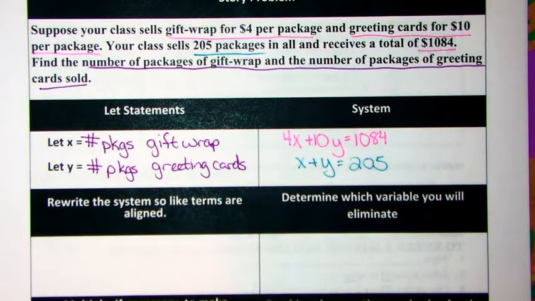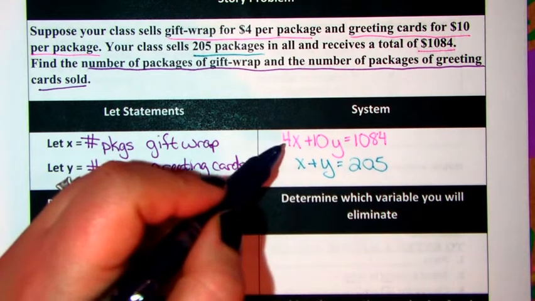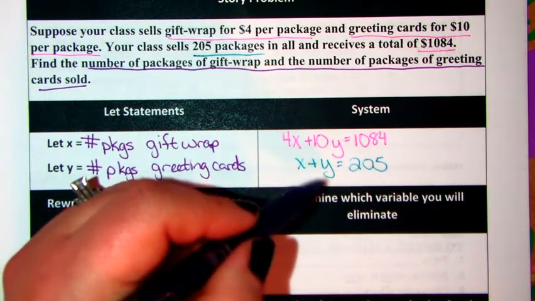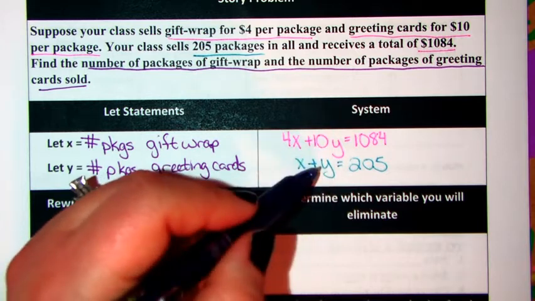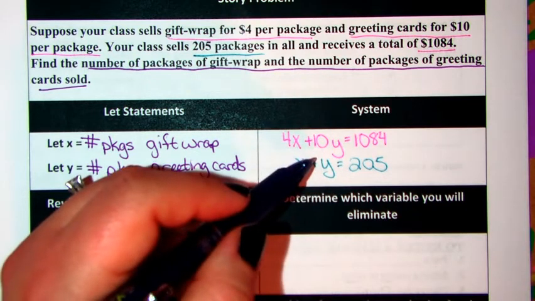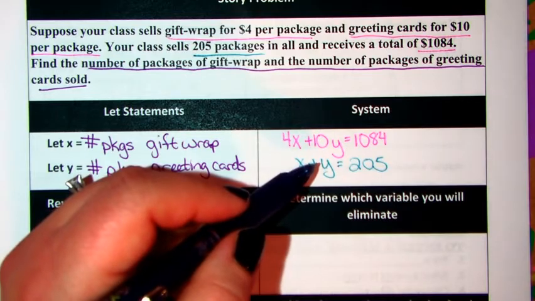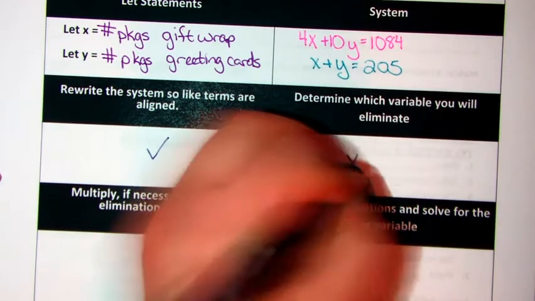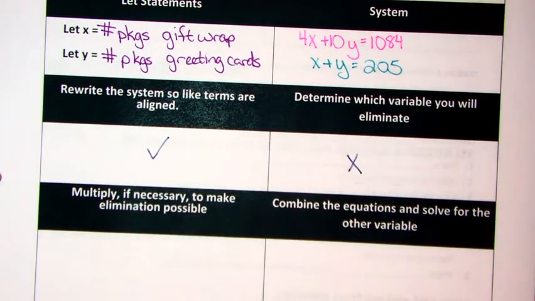The next step is to make sure that you have written your equations so that your variables are lined up, which mine are, so I get to skip this step. Determine which variable you would like to eliminate. I'm going to choose to eliminate the X because I'd only have to multiply everything by 4, which would mean I'm dealing with smaller numbers. But you could have multiplied everything on the bottom by 10 so that you were dealing with easier numbers to multiply. It doesn't really matter. So I'm going to eliminate the X value.